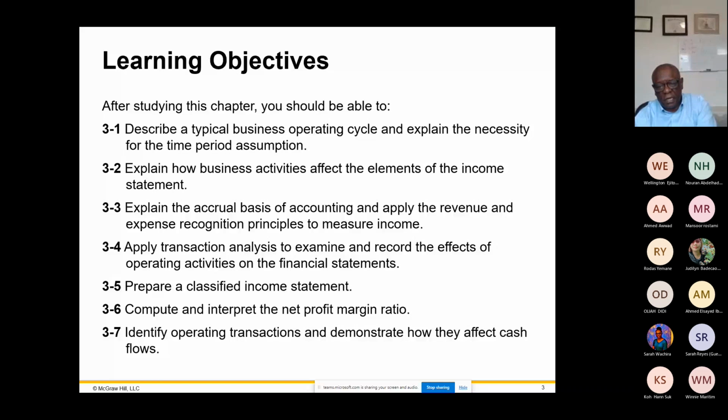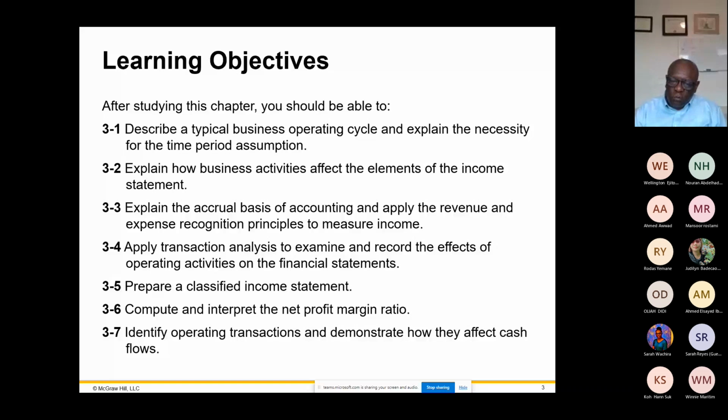Explain the accrual basis of accounting and apply the revenue and expense recognition principle. Then apply transaction analysis to examine and record the effect of operating activities on the financial statement. Prepare a classified income statement. You can see now we come back again to the classified income statement, when you classify income and expenses and put them where they belong. And then compute and interpret the net profit margin ratio.